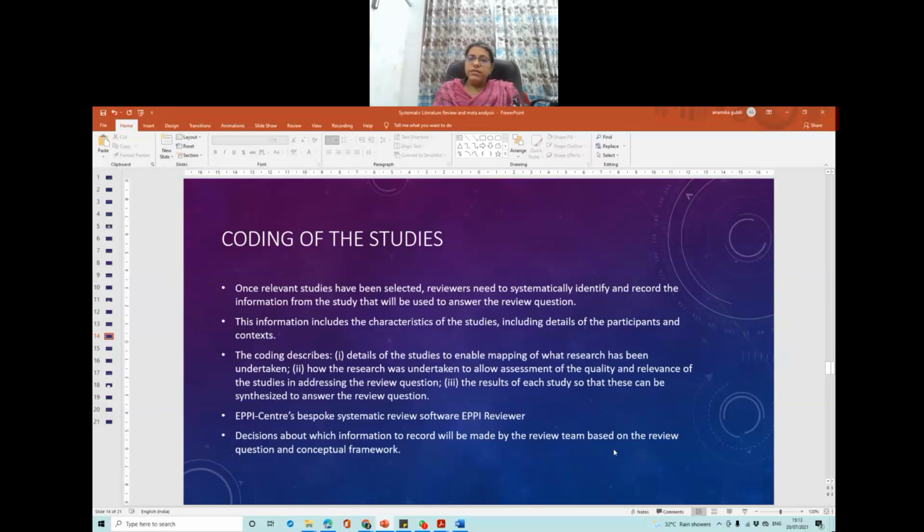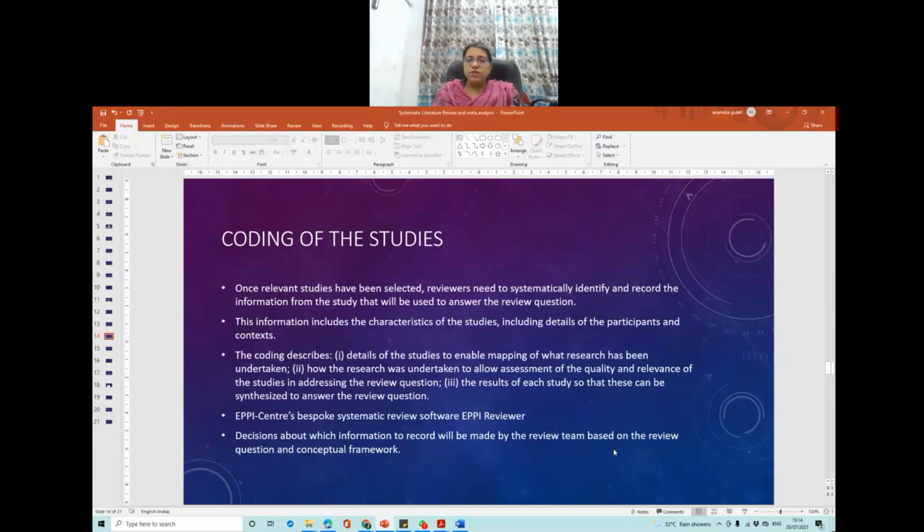So this is all done normally in software. One example is EPPI-Centre's bespoke systematic review software, which is named EPPI-Reviewer. This is a software where you can extract all the information you want to extract from one paper. Subsequently, you will extract the second paper, third paper, and finally, you will get a data sheet in which you will see how many papers you have extracted and what information they have reported.